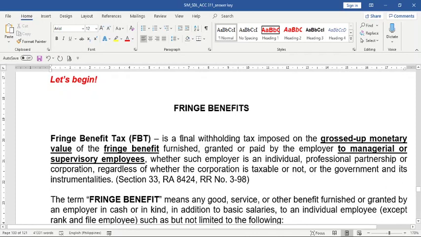This is a final withholding tax imposed on the grossed-up monetary value. Grossed-up meaning the gross amount of the fringe benefit furnished, granted, or paid by the employer to managerial or supervisory employees. So take note of this. Supervisory or managerial employees have fringe benefit tax, whether such employer is an individual, professional partnership, or corporation, regardless of whether the corporation is taxable or not, or the government and its instrumentalities, under Section 33 of RA 8424 or RR number 3-98.